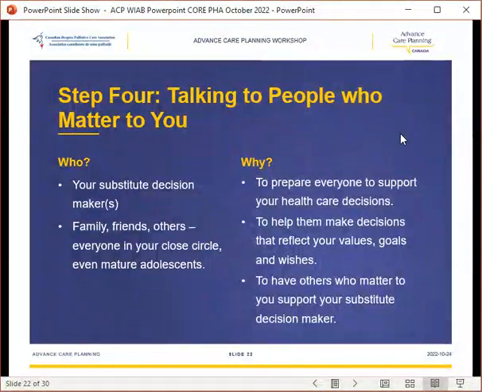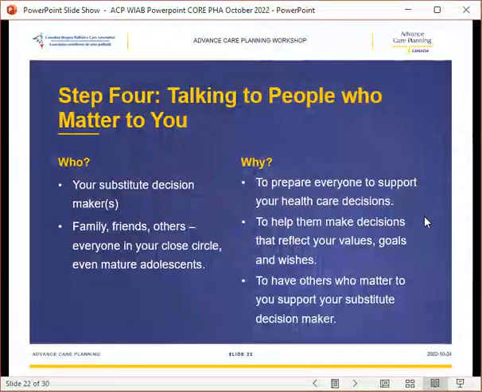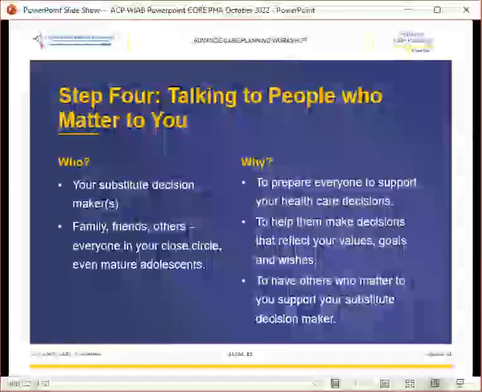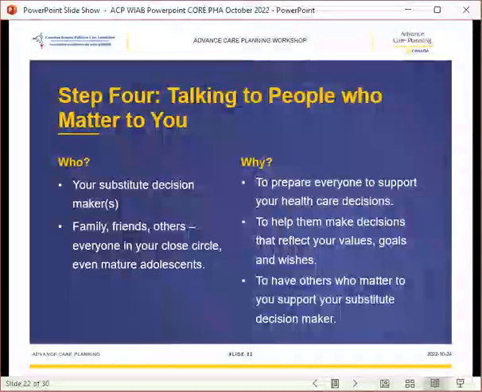And then why do we do this? Because we want to ensure that they are prepared emotionally, mentally, practically for some of the things that they may be tasked with in making those decisions, and really ensuring that they're following our best interest. So again, opening up the conversation about maybe diverse values.